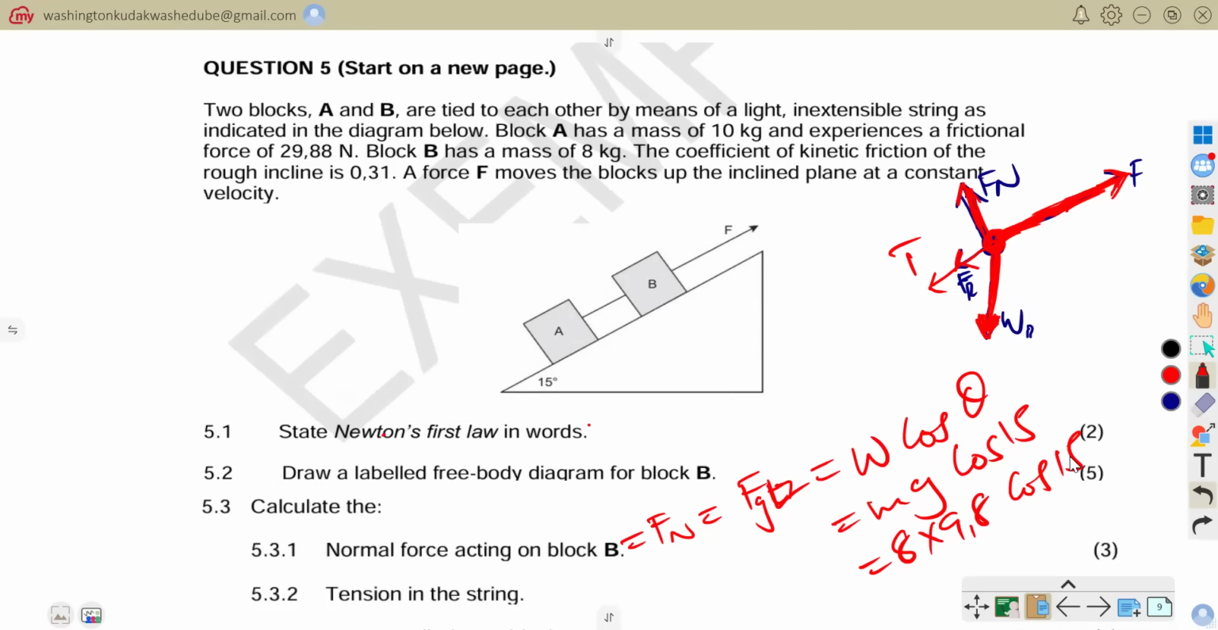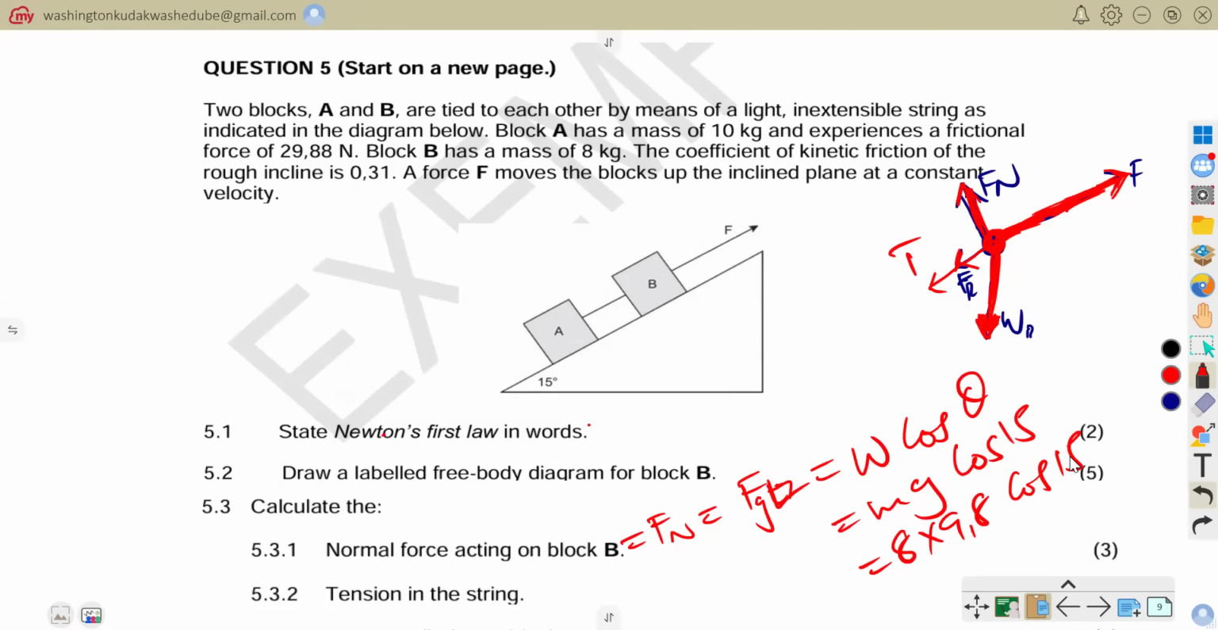So now, what is 8 times 9.8 cos 15? That would actually give you 75.73. So the normal force there was just going to be 75.73 newtons. That was the normal force there.